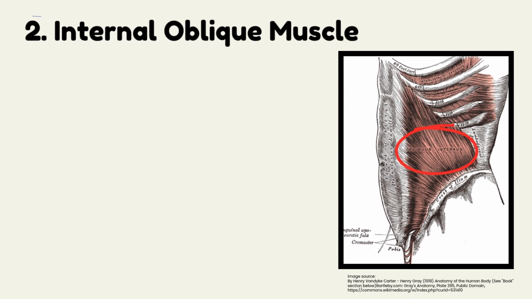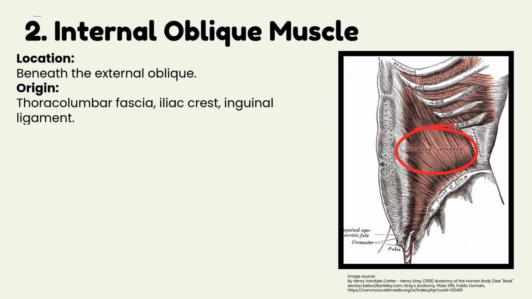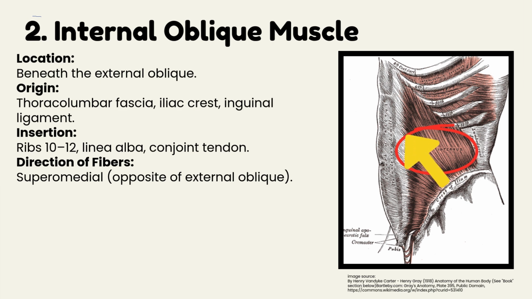Number 2. Internal oblique muscle. It is present beneath the external oblique. It originates from the thoracolumbar fascia, iliac crest, and inguinal ligament. It is inserted into ribs 10 to 12, linea alba, and conjoined tendon. Direction of fibers is in the superomedial direction. This is opposite of external oblique.